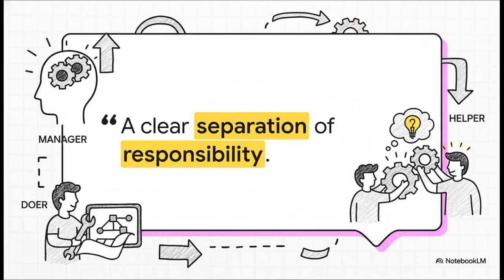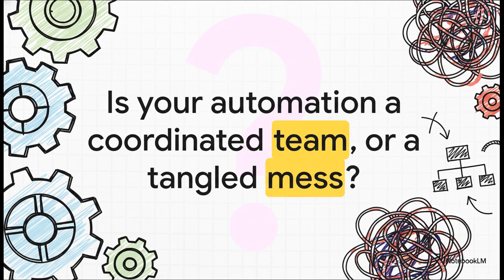So look, the crucial point is this: a clear separation of responsibility. If you only take one single thing away from this whole explainer, please let it be this. When your manager only manages, your doer only does, and your helper only helps, your entire system just works better. So as you go back to your own projects, I want you to ask yourself this one question. Take a hard look at the automations you've built or the ones you're maintaining right now. Are they a coordinated, high-performing team where every single piece knows its role? Or are they a tangled mess of overlapping logic? Trust me, applying this team blueprint can make all the difference in the world.